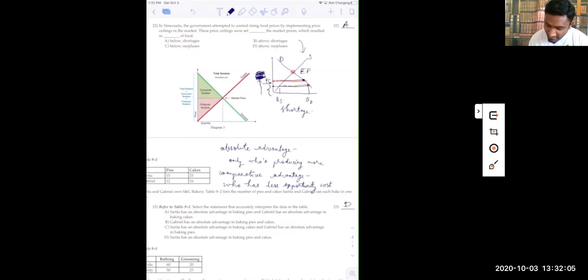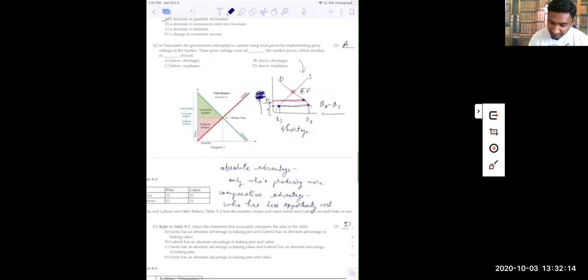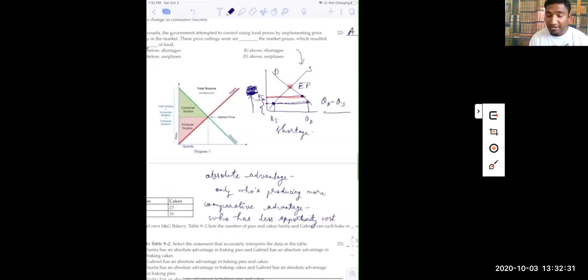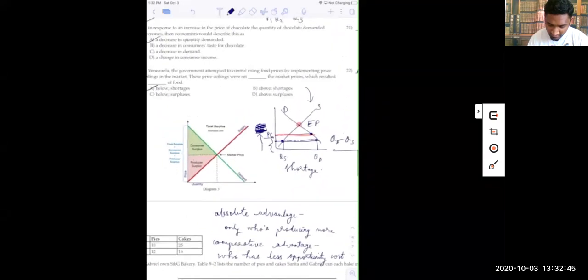This is your quantity demanded and this is your quantity supplied. There is a huge gap between quantity demanded and quantity supplied. There will be a shortage. So if you set the price ceiling below the equilibrium price, the price ceilings were set below the market prices, which resulted in shortages of food, because the suppliers will not be able to get adequate profit. So they will pull out the supply from the market, and that will result in shortage. So hence the answer is A.